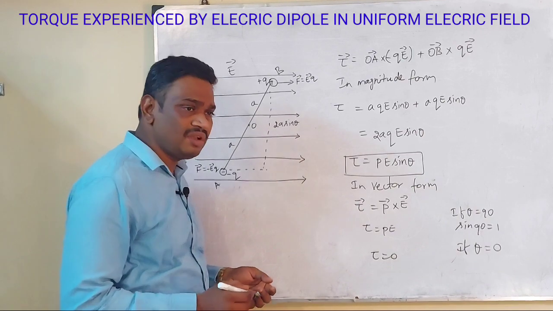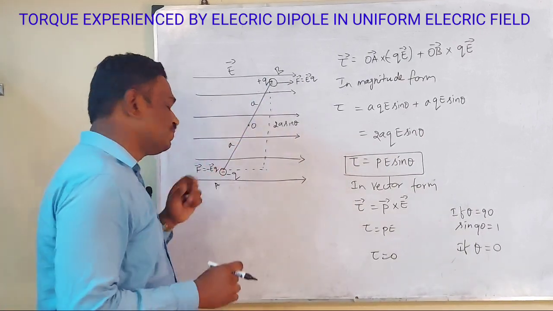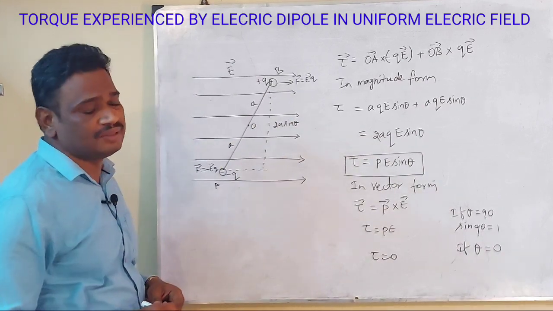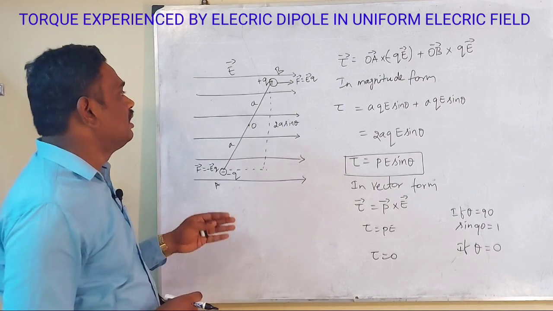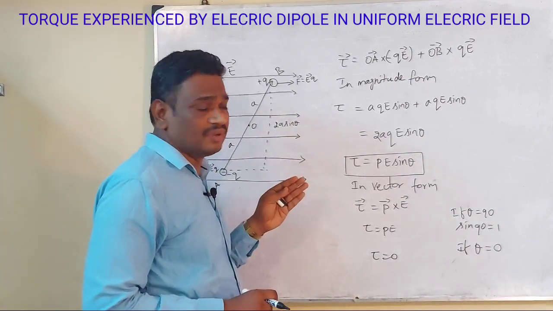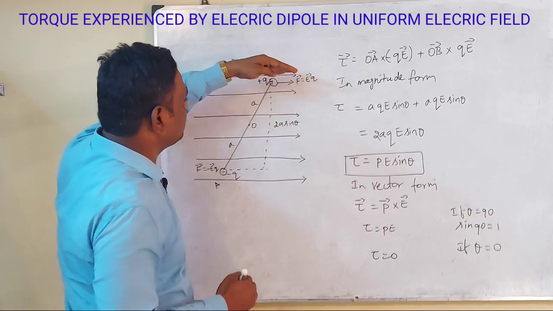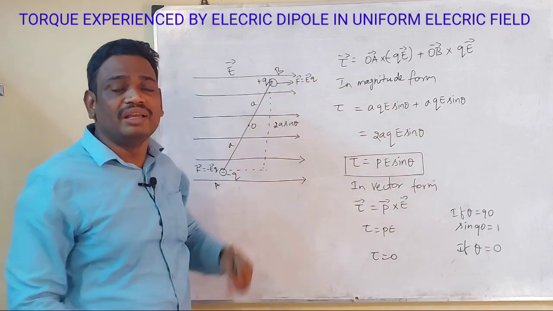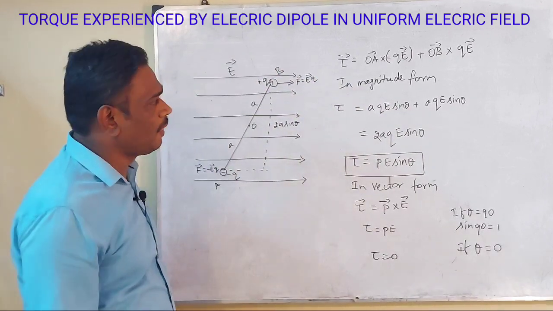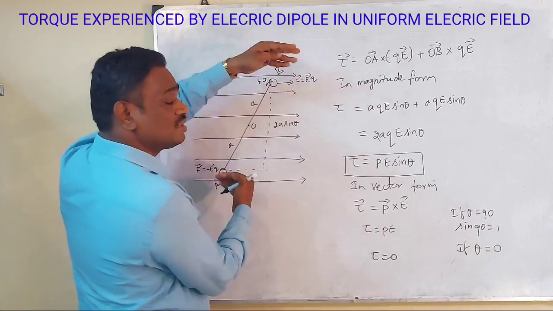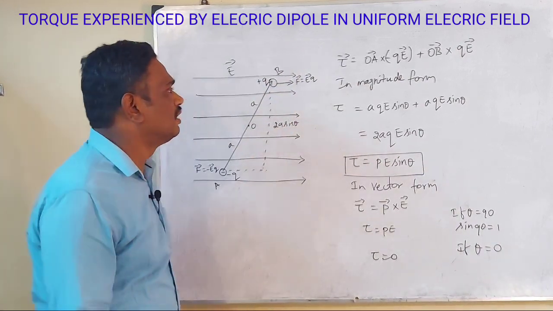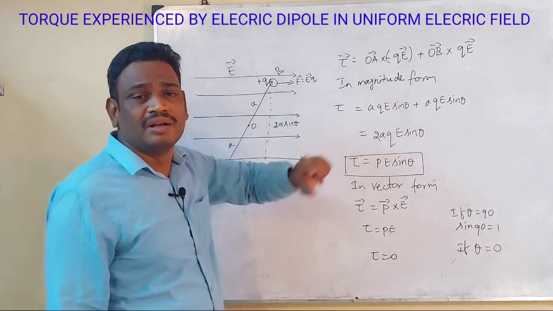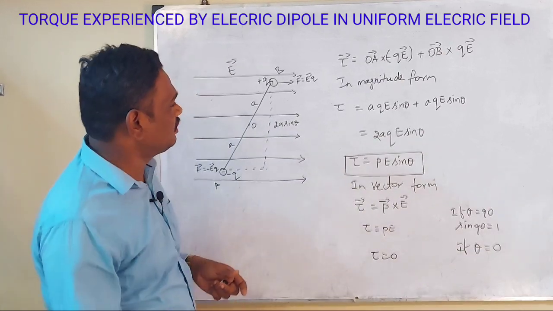And these two forces are equal in magnitude but act in opposite directions, but their lines of action are different, so they will not cancel each other. One force acts in this direction and another force acts in this direction, so this will try to rotate the dipole in the uniform electric field. So these two forces produce a torque. How will you write the torque? Torque is equal to distance into force.